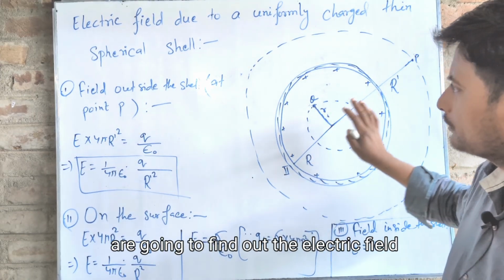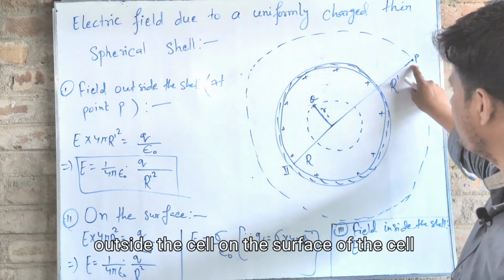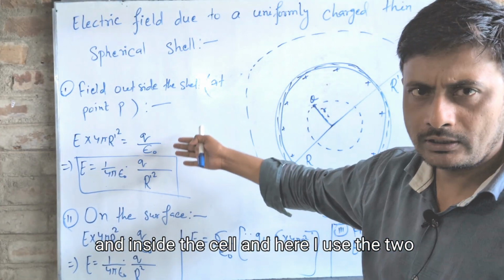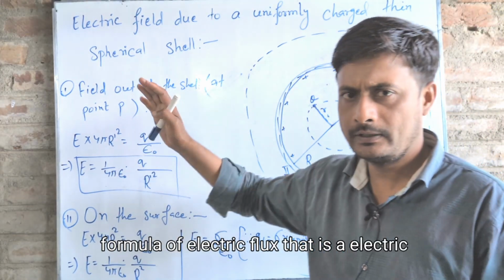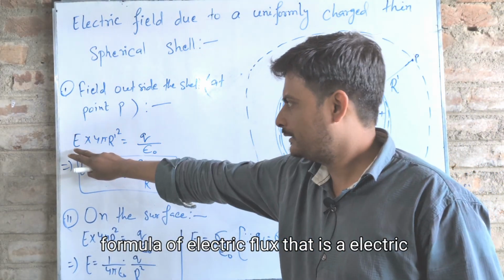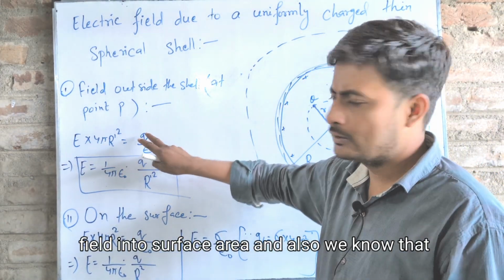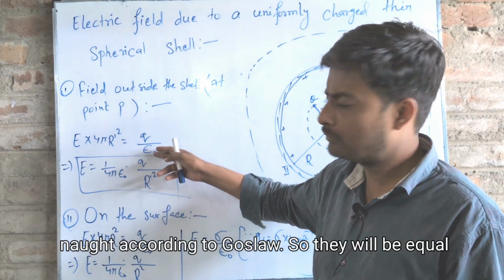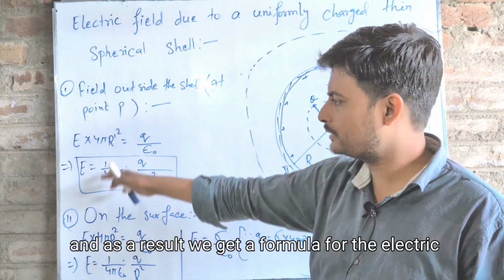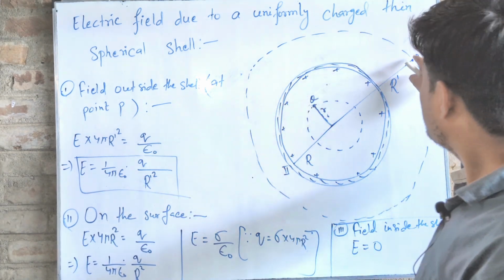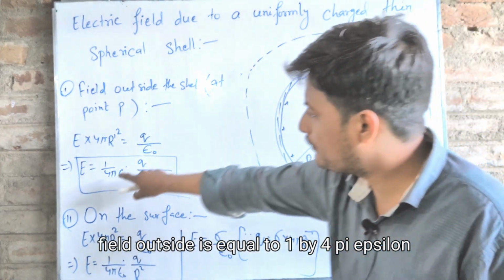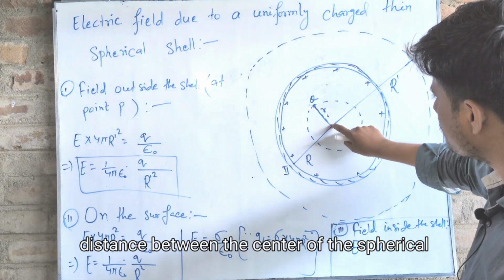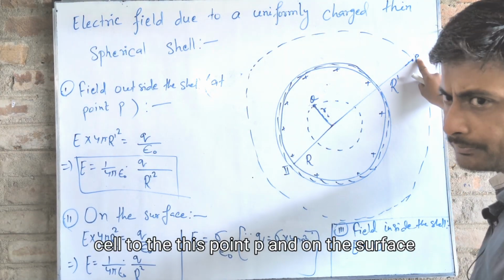So here we are going to find out the electric field outside the shell, on the surface of the shell, and inside the shell. Here I use the formula of electric flux, that is electric field into surface area, and we also know that the electric flux is equal to Q by epsilon naught according to Gauss law. So they will be equal, and as a result we get the formula for the electric field outside as 1 by 4 pi epsilon naught Q by r dash square. Here r dash is the distance between the center of the spherical shell and this point P.